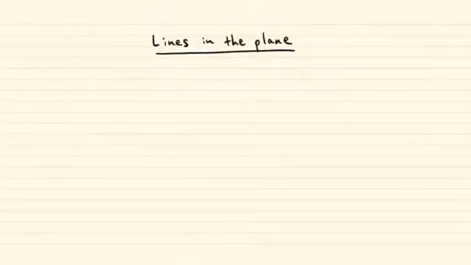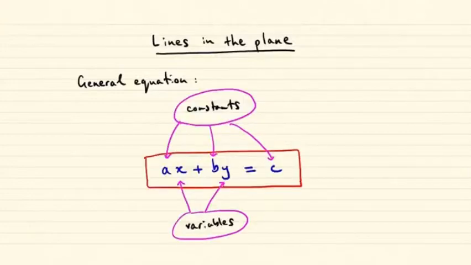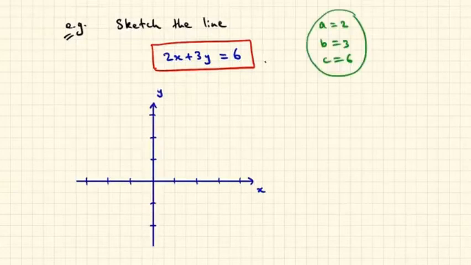Let's begin with lines in the plane. They have general equations in the form ax plus by equals c, where x and y are variables, and a, b, c are constants. You may be familiar with other forms, but this one is probably the most used by mathematicians because it can be easily generalized, as I might explain later. For example, let's sketch the line 2x plus 3y equals 6, where a is equal to 2, b is equal to 3, and c is equal to 6.